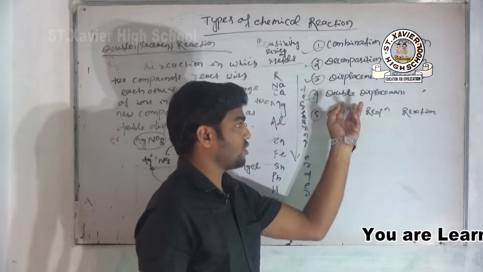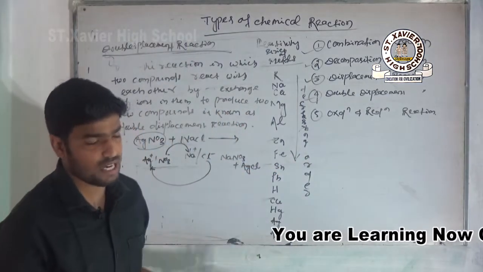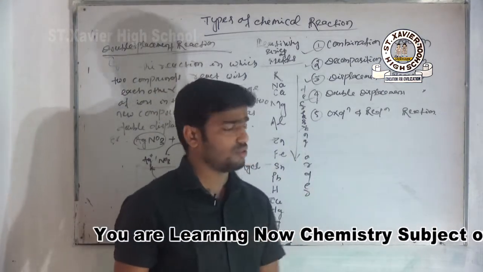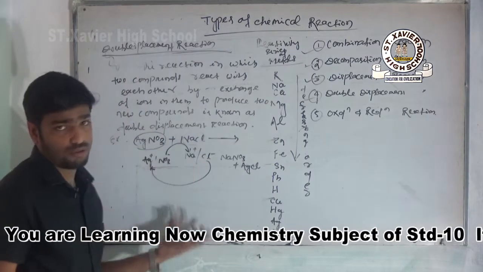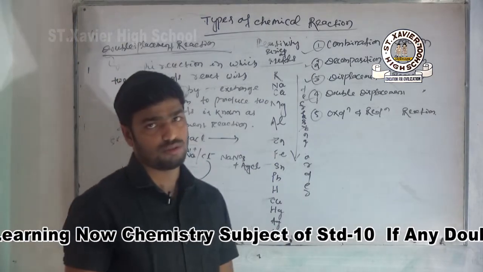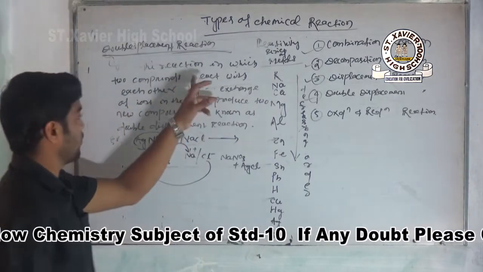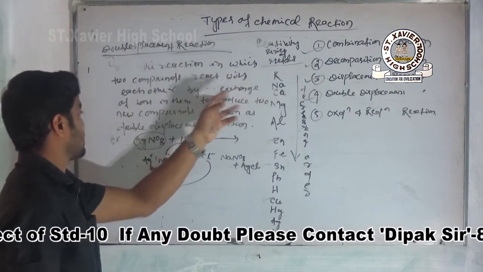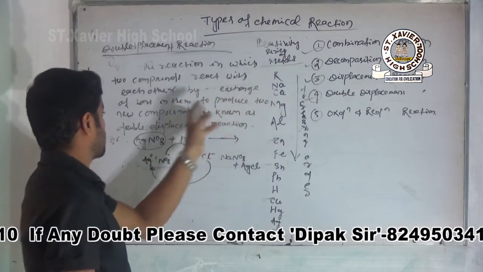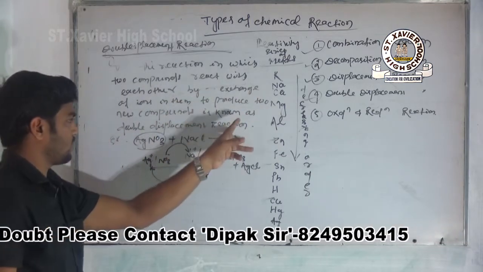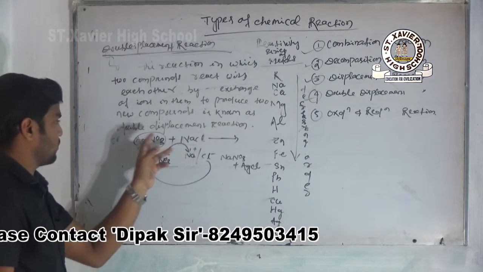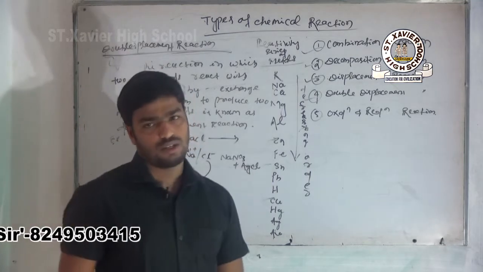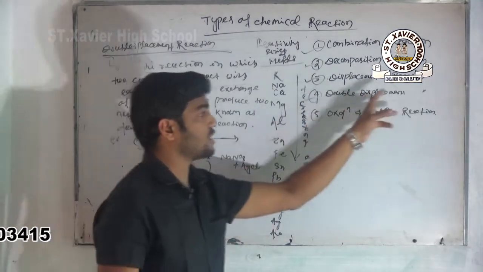In double displacement reaction only one extra thing happens. In displacement reaction only one ion was exchanged, but here two ions from two compounds are exchanged to give two new compounds. That's why the definition is: the reaction in which two compounds react with each other by exchange of ions to produce two new compounds is known as double displacement reaction. And the example is silver nitrate plus sodium chloride gives us silver chloride plus sodium nitrate. Okay, so this is all about our double displacement reaction.